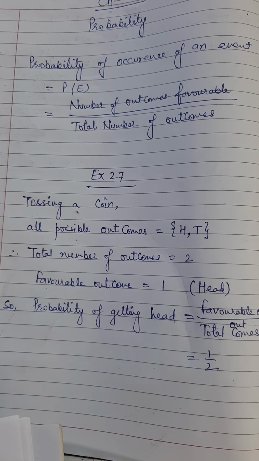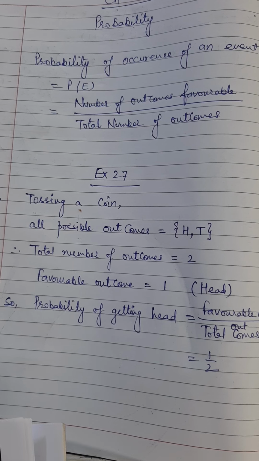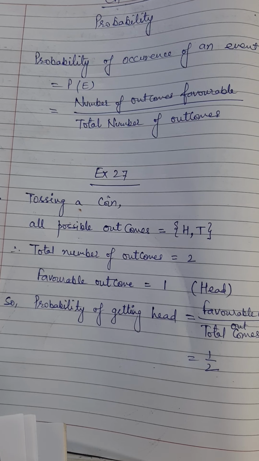Good evening, students. Today we are doing chapter 27, probability. Probability is measuring the chance mathematically, right? The possibility of any event happening is called a chance. And when we measure the chance mathematically, it is called probability.